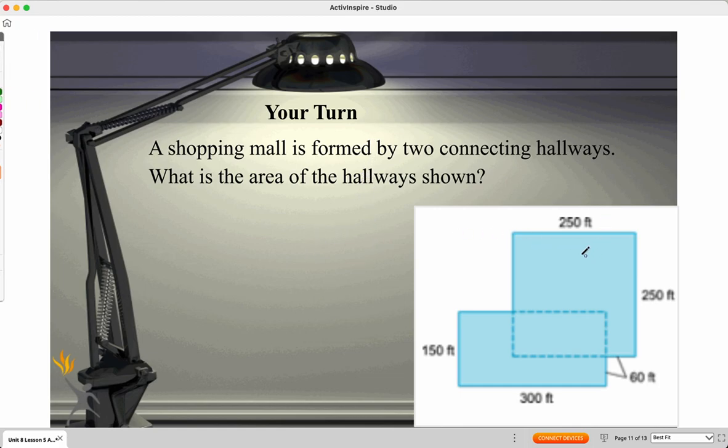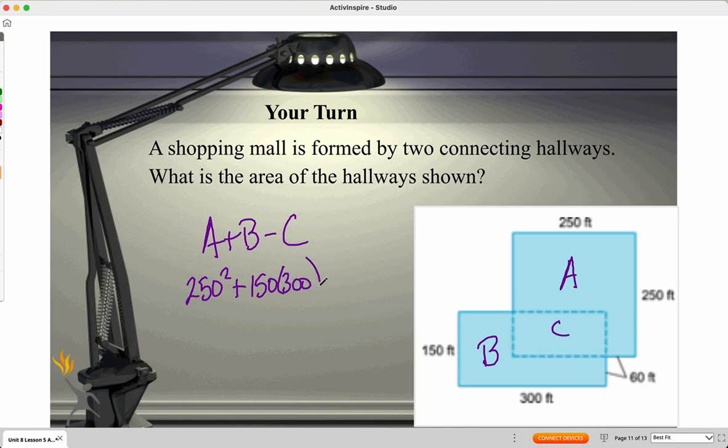All right, this is more similar to the last couple problems we've been working on. We have a figure A, a figure B, and a figure C. Together we'll add up figure A and B and subtract figure C. So figure A is 250 squared. Figure B is 150 times 300. And then figure C, we've got to figure out our math here. From here to here is 150. If that's 60, that means this is 90. From here to here is 250. If this is 60 of it, this is 190. So 90 times 190.